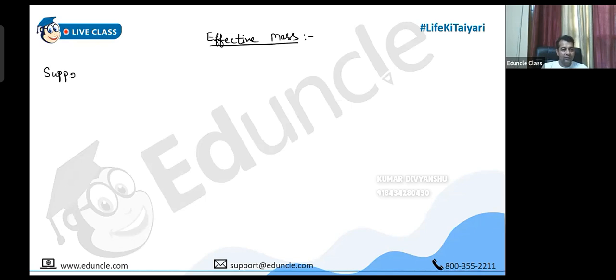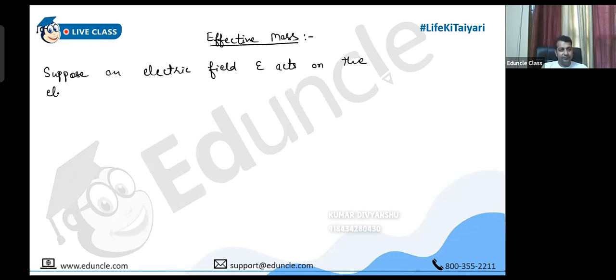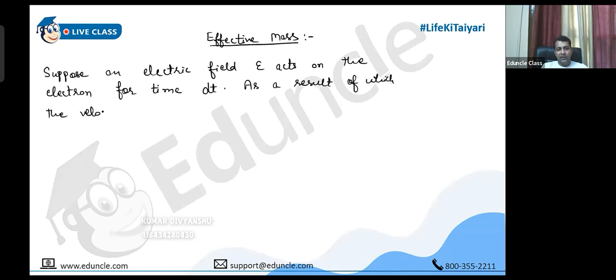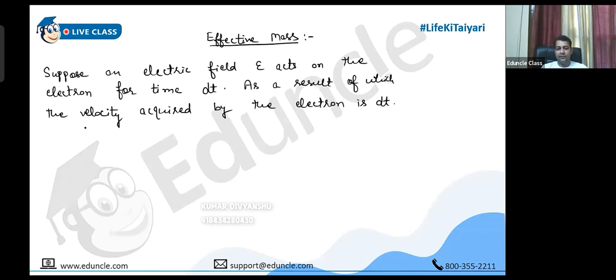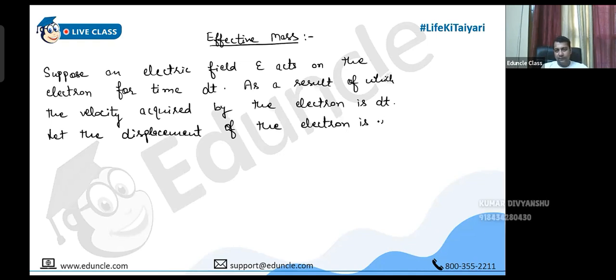Suppose an electric field E acts on the electron for a time dt, as a result of which the velocity acquired by the electron is v. Okay. Let the displacement of the electron be dx in time dt.